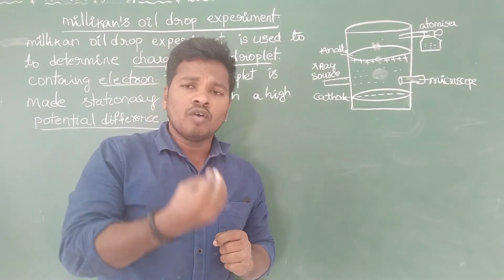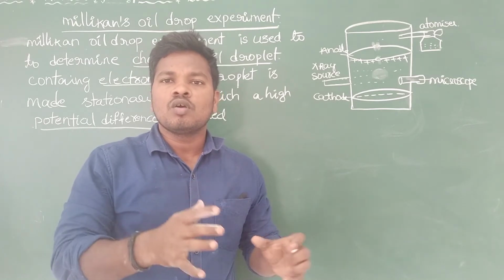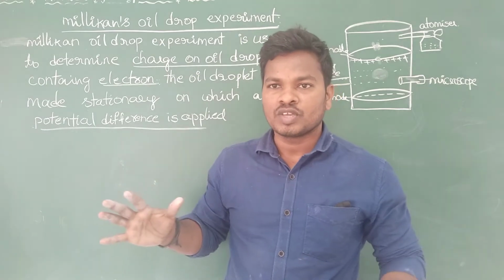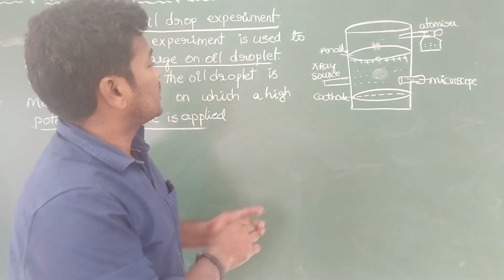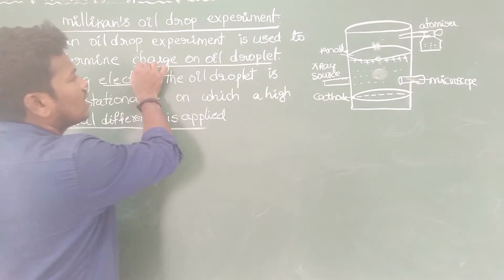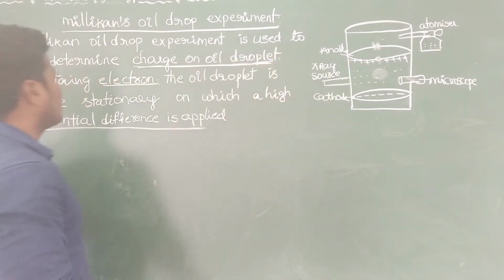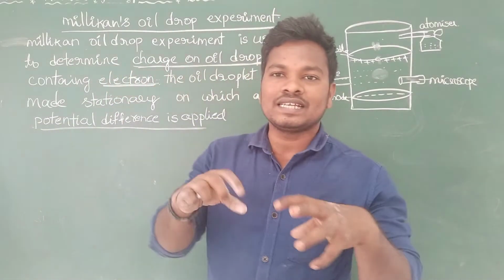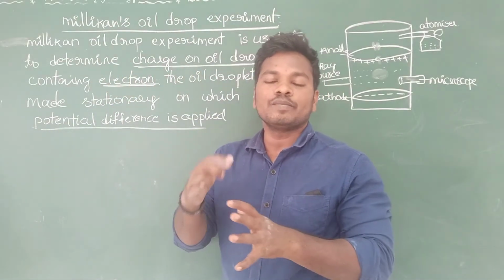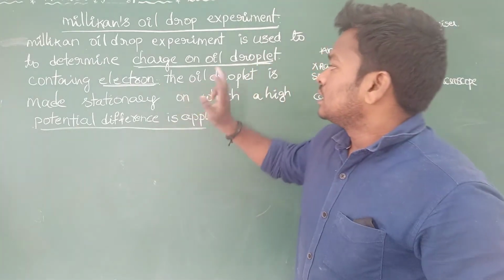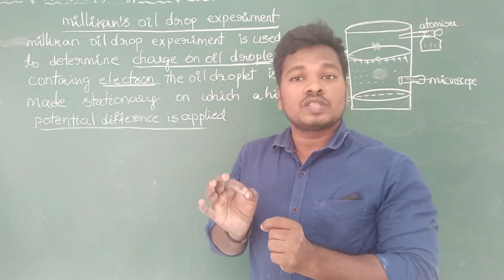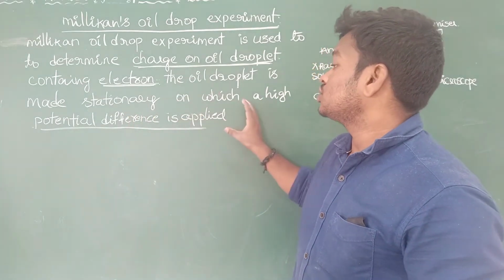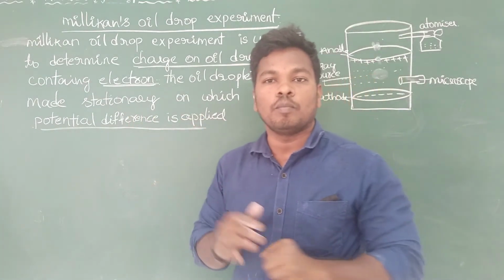So how he calculated the charge of the electron, what this equipment is, and how he did the experiment, now you can see. The Millikan oil drop experiment is used to determine the charge on an oil droplet containing electrons. The oil droplet along with the electrons is made stationary, on which a high potential difference is applied.